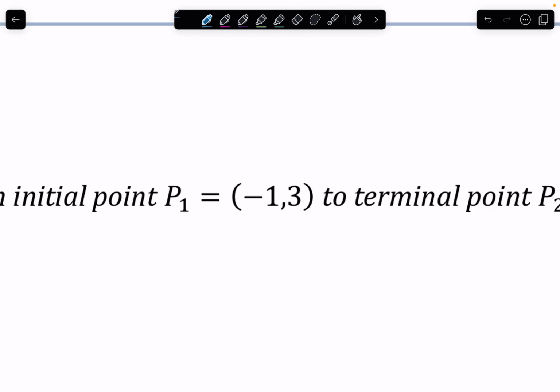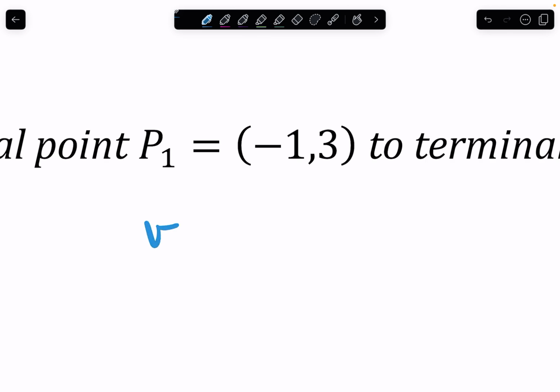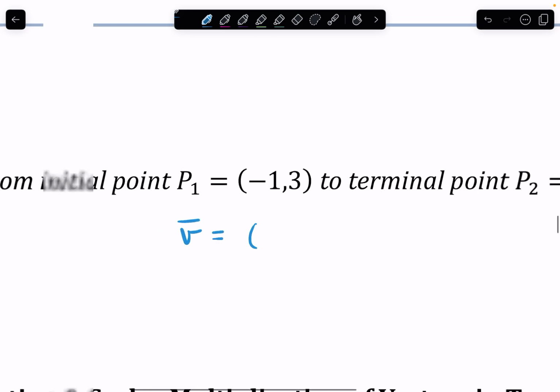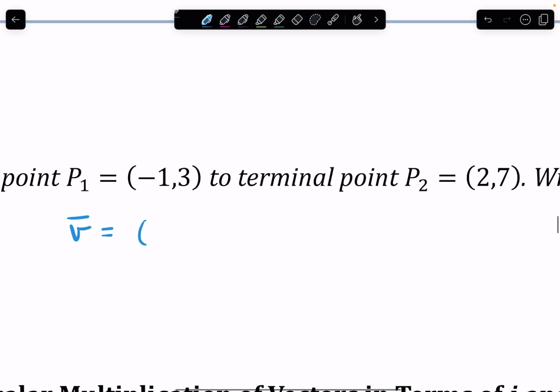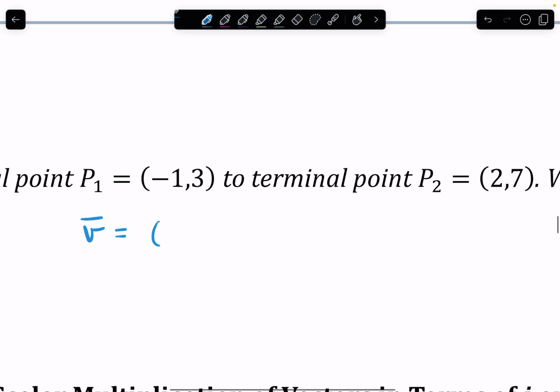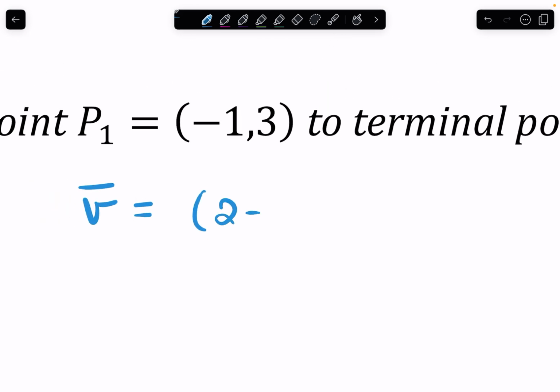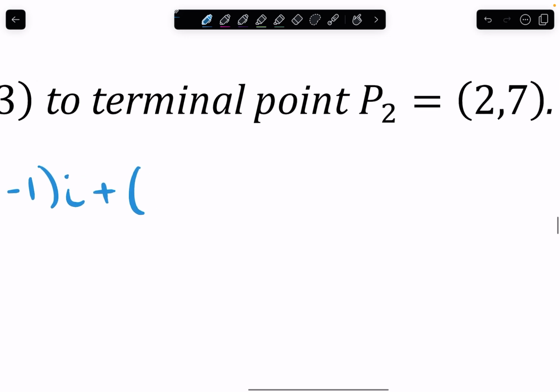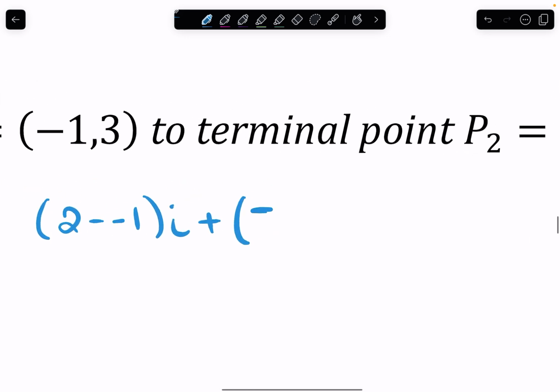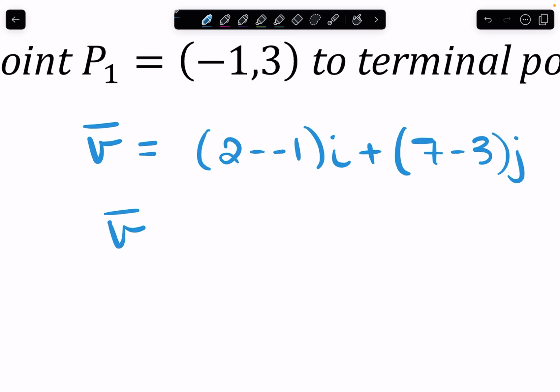So v is going to be, let me put my bar over it since I can't bold it, terminal minus initial for i. So terminal minus initial is going to be, remember, careful, we're doing x first, 2 minus negative 1, plus terminal for j, 7 minus 3. So if we look at that, that gives us 2 minus negative 1, 2 plus 1, 3i plus 7 minus 3, 4j.